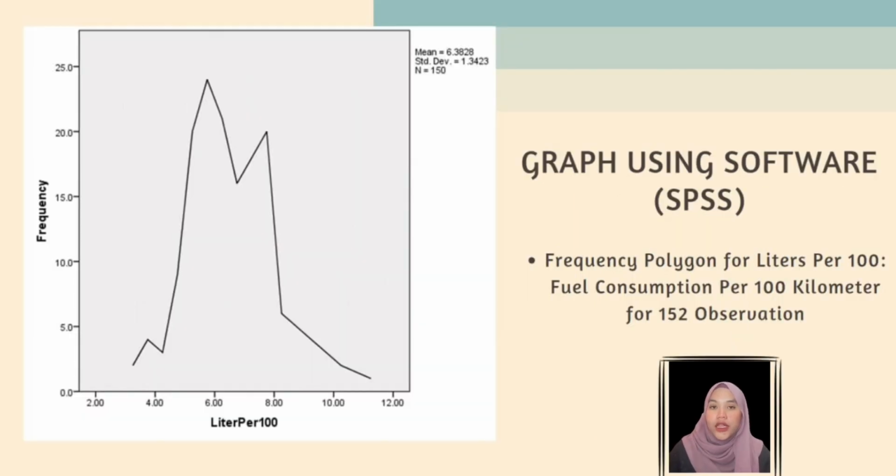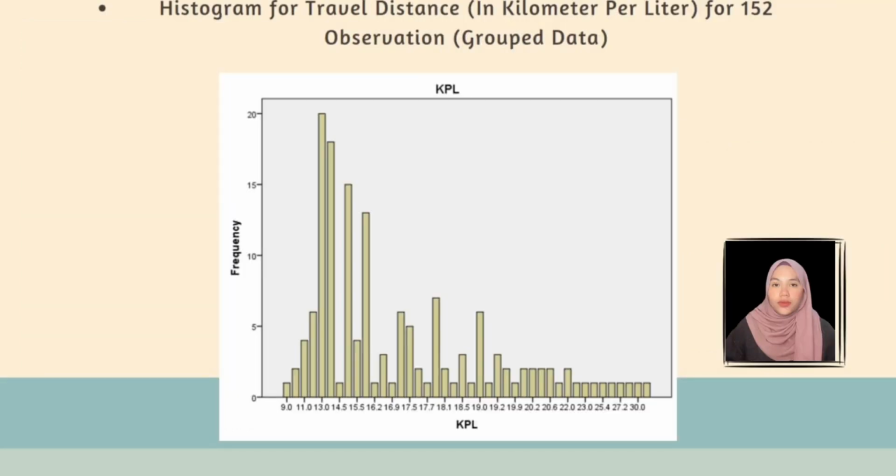Next, this is the graph using software, which is SPSS. Okay, the frequency polygon for liter per 100 km fuel consumption for 152 observations. The graph is here, where the mean is 6.3828, standard deviation is 1.3423 and the n is 150. The next one is the histogram for travel distance in kilometer per liter for 152 observations.